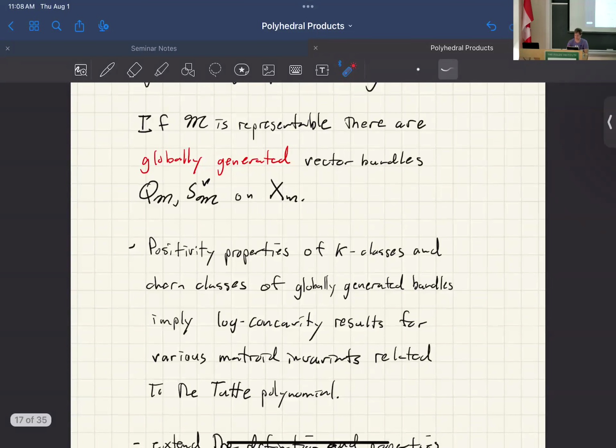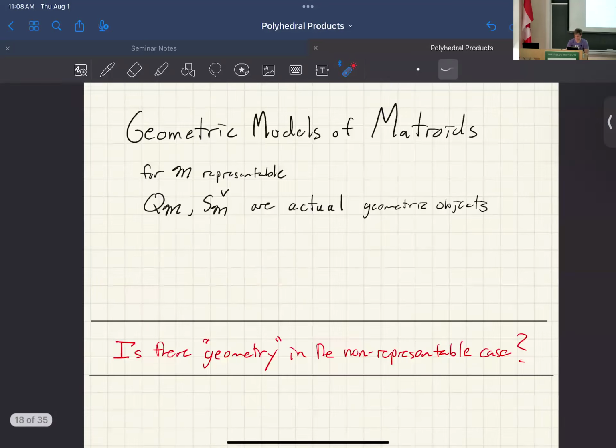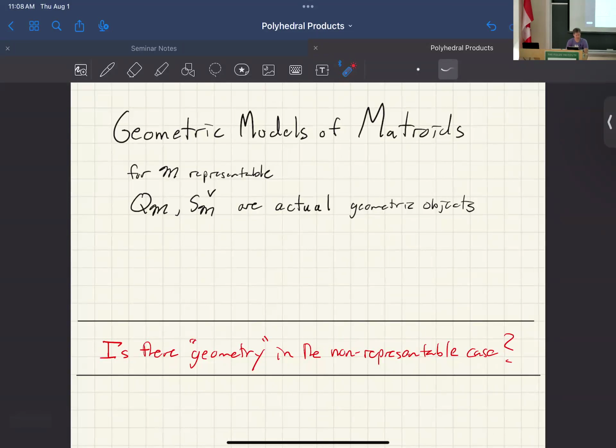So this is getting closer to what I actually want to talk about. When M is representable, there are actual geometric objects out there, actual vector bundles on an actual complex algebraic variety, which sort of lie behind the positive intersection theory properties that we need. And the question is, is there geometry behind the non-representable ones?